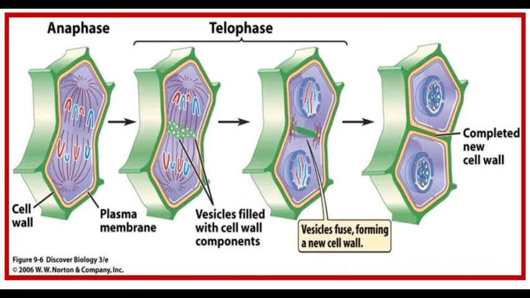In plants, enzymes in the Golgi body convert sugars into cell wall components in the form of vesicles that fuse together at the equator of the cell during cell division to form middle lamellae between the two daughter cells.